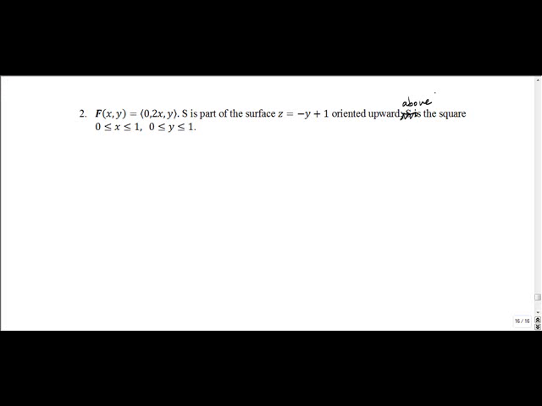Okay, so let's start. You remember the first thing we should do? Look at the last question and tell me what I did. What is the first thing? Partials. The partials, right? So z equals minus y plus 1. What's the partial of z with respect to x? And then the partial of z with respect to y, negative 1. Okay, so we have the partials.